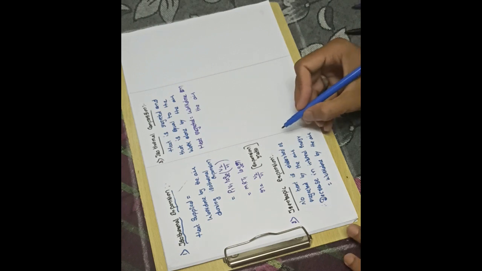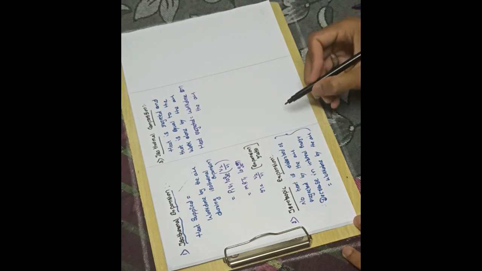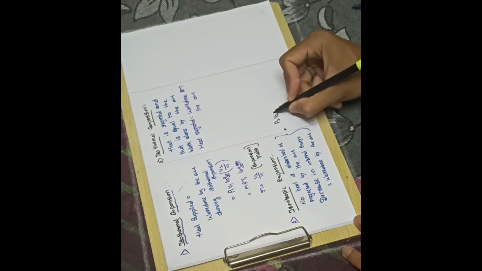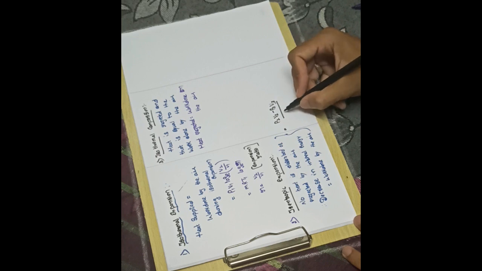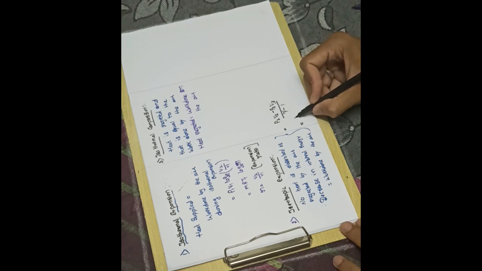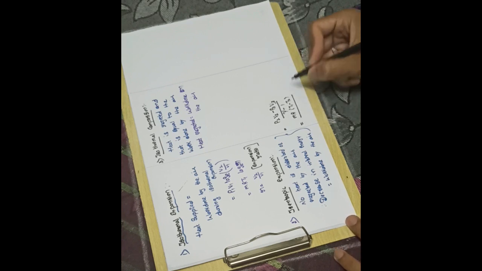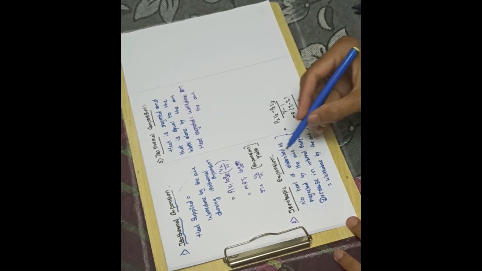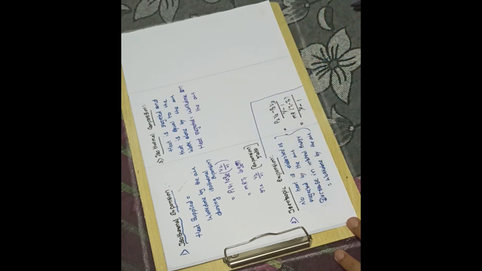Now for this, the work done is P2 V2 minus P3 V3 by gamma minus 1. That means mR of T1 minus T2 divided by gamma minus 1. This will be the completion of this isentropic expansion.